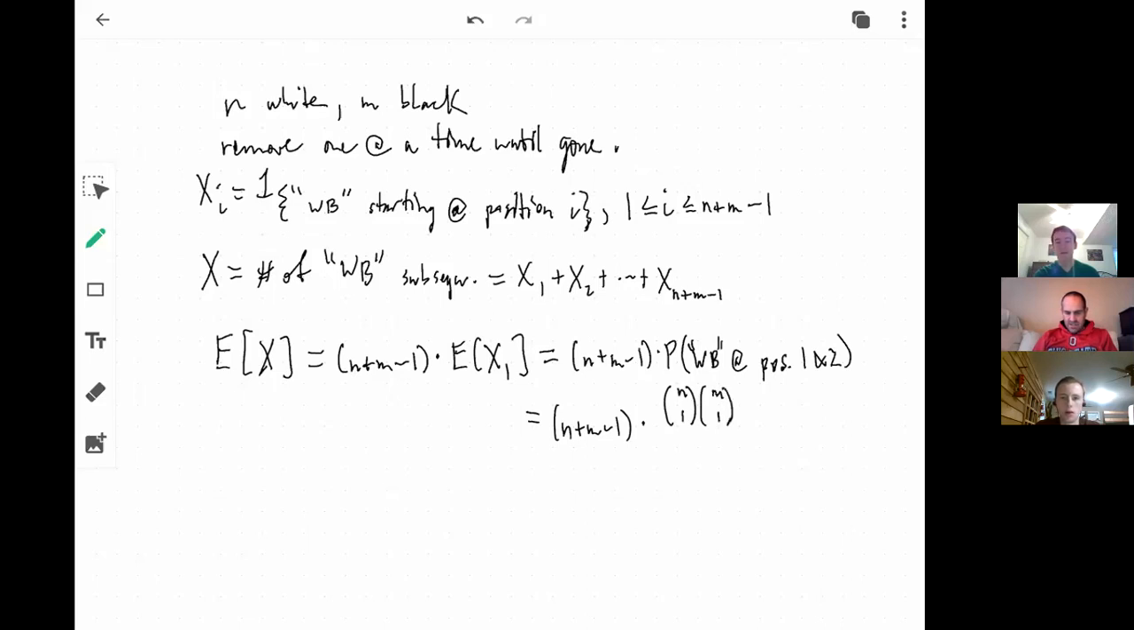Okay. And then basically the rest of the things are just in a random order, right? So wouldn't it just be n plus m minus 2 factorial divided by the total number of sequences of white and black balls, which is going to be n plus m factorial. Is that exactly what you just said?